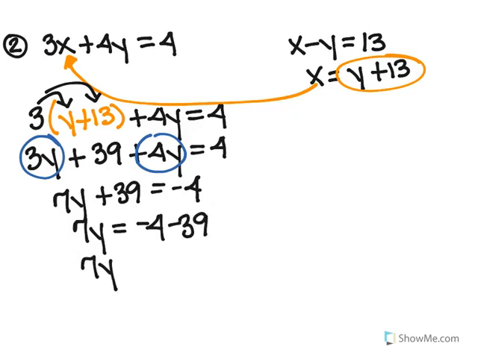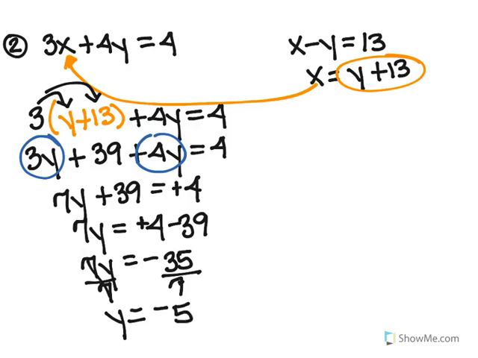So 7y, and I had a mistake there. That's a positive 4, my bad. 7y equals 4 minus 39 is a negative 35. Divide by 7. And y equals negative 5. So that is our y coordinate.